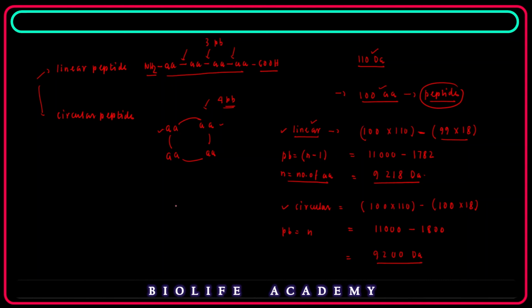So the simple formula or the simple trick lies here: if you want to calculate the molecular weight of a circular polypeptide, it will be equal to linear minus 18. This is a simple formula. By this trick, you can calculate the molecular weight of different peptides. Hope this will be helpful to you.